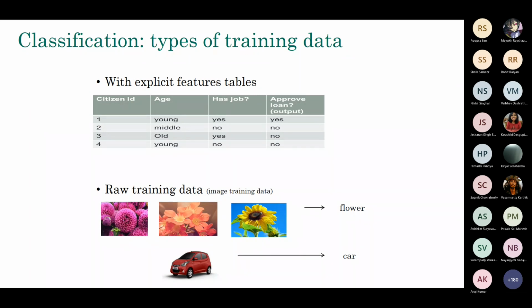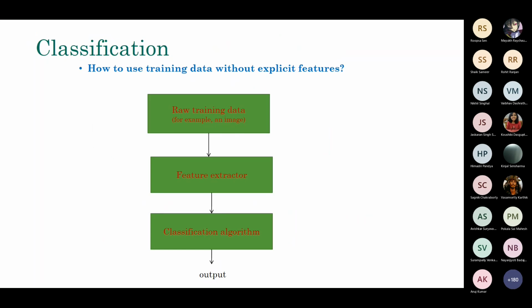All right. So then how do we use training data without explicit features? By explicit features, I mean you do not have the data in tabular format. You do not have the exact values of these features. Often when you have image data, speech data, video data or textual data, we do not have the explicit features. You only know that we have the whole thing and you know the label.